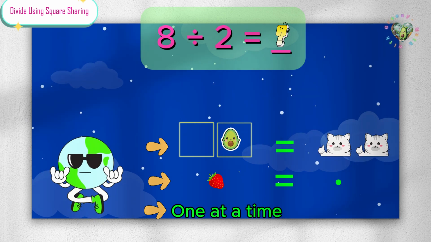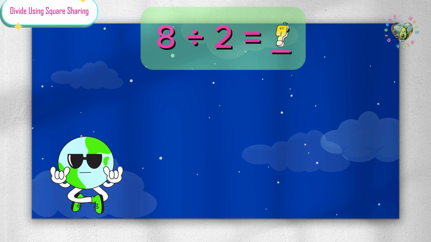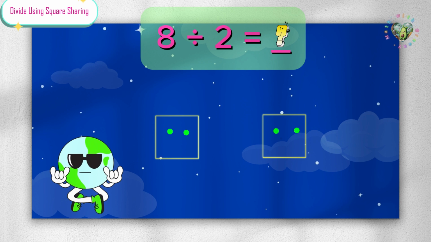Can you show me? All right. So, this is how we do it. 1, 2, 3, 4, 5, 6, 7, 8. All done. Now, let's look at each square. It will tell you how many strawberries each cat has. Oh, so 4. That's right. Each cat gets 4 strawberries, which means the answer is 4.